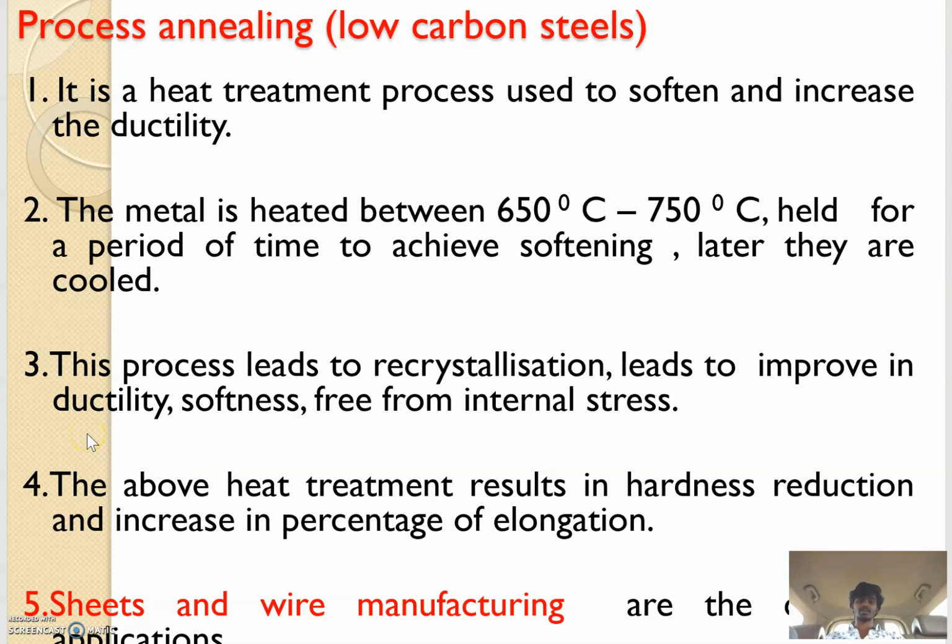Process annealing. Low carbon steels. It is a heat treatment process used to soften and increase the ductility. The metal is heated between 650 degrees Celsius to 750 degrees Celsius. They are held for a period of time to achieve softening. Later they are cooled. This process leads to recrystallization. It leads to improved ductility, softness, free from internal stress. The above heat treatment results in hardness reduction and increase in percentage of elongation. Sheets and wire manufacturing are the common applications.